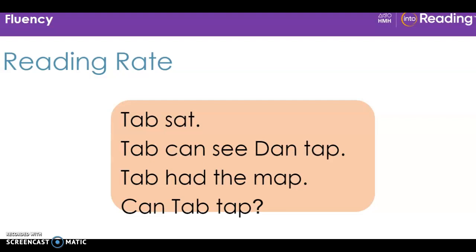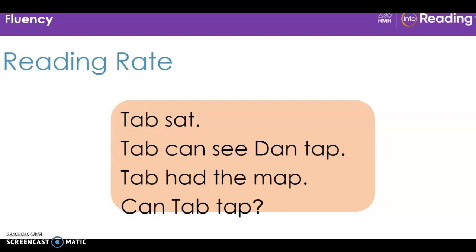Now listen again. Tab sat. Tab can see Dan tap. What did I do differently this time? Yes, I read at a rate that was natural and easy to understand. And I paused when I came to the period at the end of the sentence.